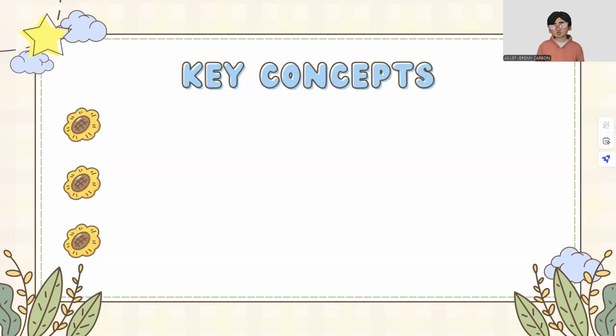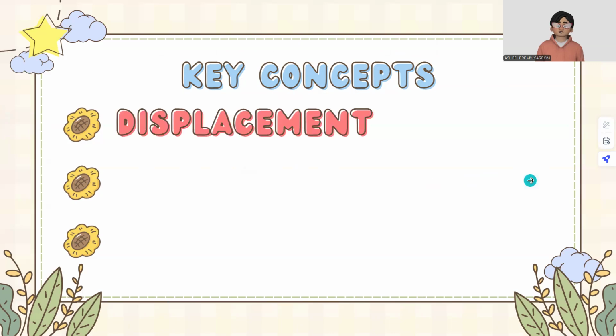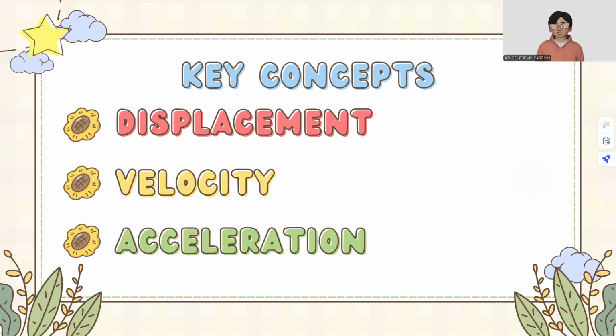These are the key concepts that we will be discussing lightly today. First, we have displacement. Second, we have velocity. And third, we have acceleration. Later, we can see that not only do they affect each other, but they have a very interesting mathematical connection.